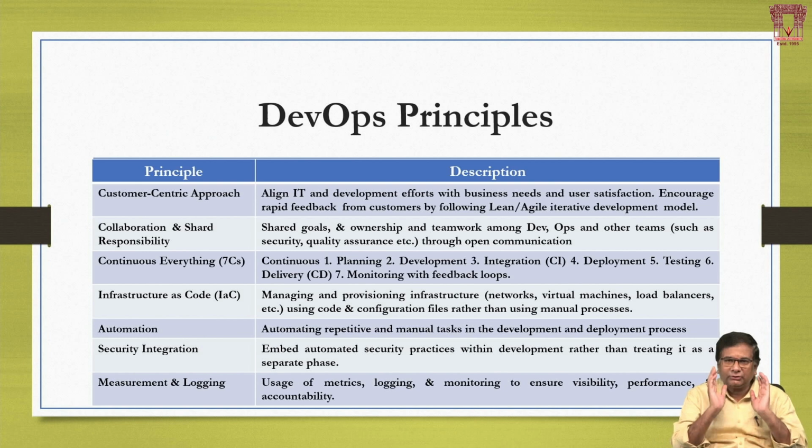Is it really happening that way? It's not just saying, you should have proof, right? For that we should have measurements, use of metrics and logging that show that yeah, this is working as expected or this is failing here, and monitoring to ensure visibility, performance and accountability. So these are basically the DevOps principles.